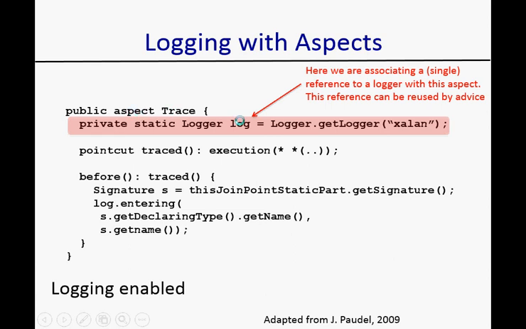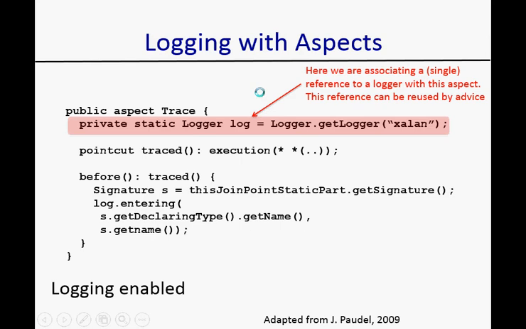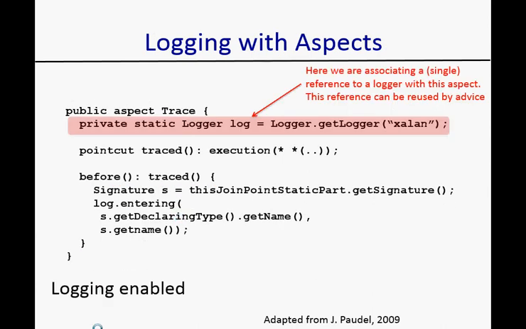This does it automatically for us. We put it in this log, and this log is maintained by the aspect. By default, it has a singleton, so just one of them is maintained by the program. We could have many if desirable. So this log can end up being used.